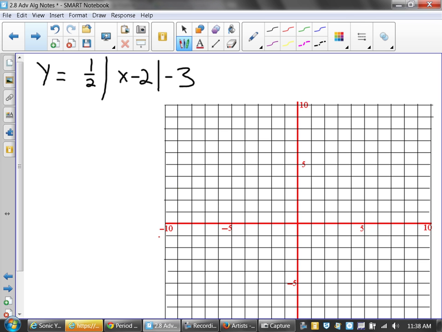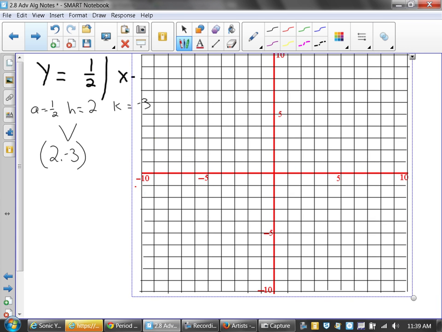Easiest thing to do to start with is to always identify A, H, and K. A is 1/2. H is what in this case? 2. Very good. And K is? 3. Good. Is this going to open up or down? Up. Very good. And your center is at? 2, -3. Very good. So I go to the 2, -3.